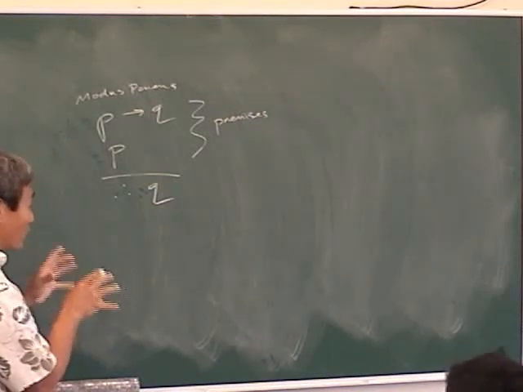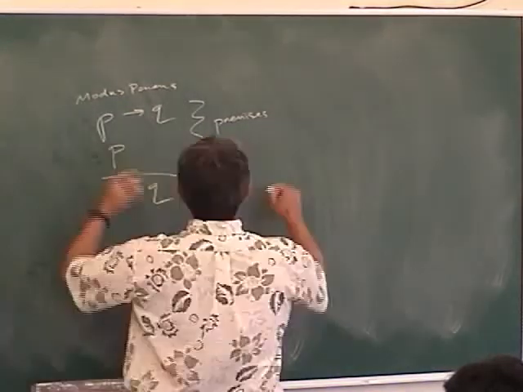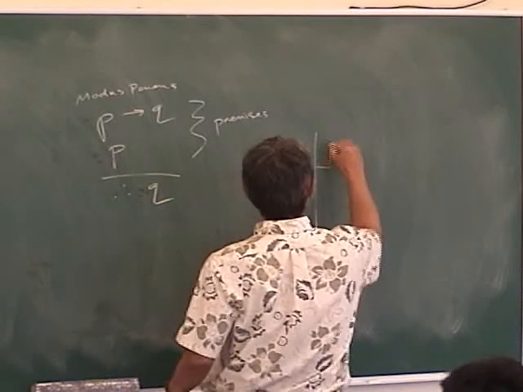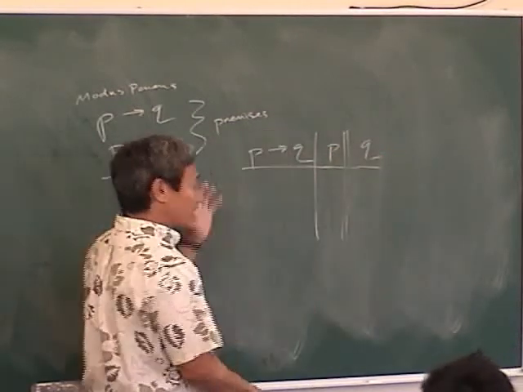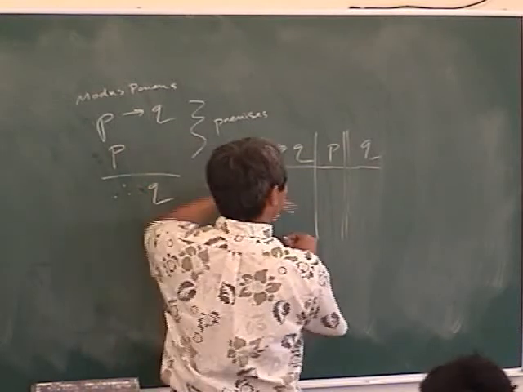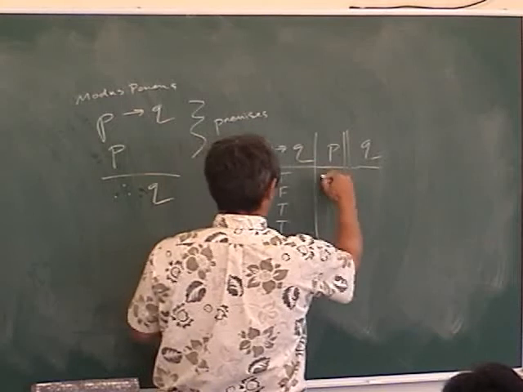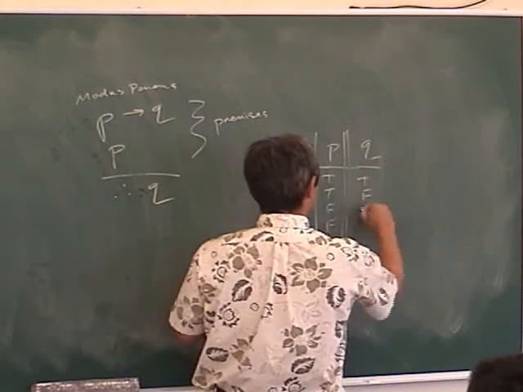Now, you can always prove arguments are valid by making a truth table. So I'm just going to do this really quickly. You make a truth table. Here's the first premise. Here's the second premise. Put a double line. And here's the conclusion. So quickly, P implies Q. You guys remember? True, false, true, true. P is always true, true, false, false. And Q is always true, false, true, false.